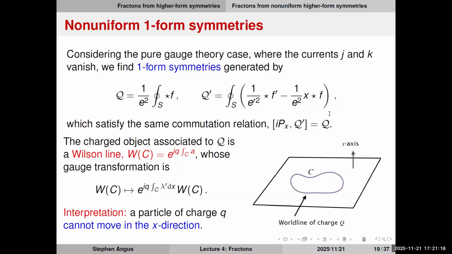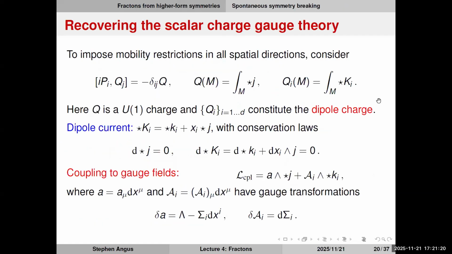So this is the basic idea. And now let's see how we recover the scalar charge gauge theory from this. To impose mobility in all spatial directions, we do the same thing, where we have the commutator of pi and what I just called qj is some delta ij times q, with the minus sign just a convention.